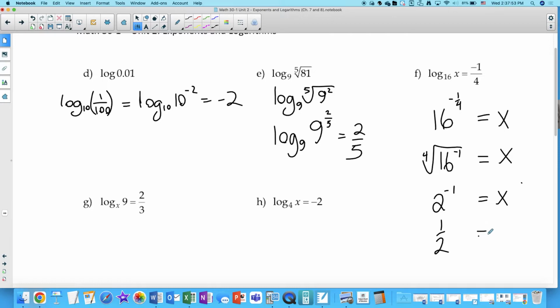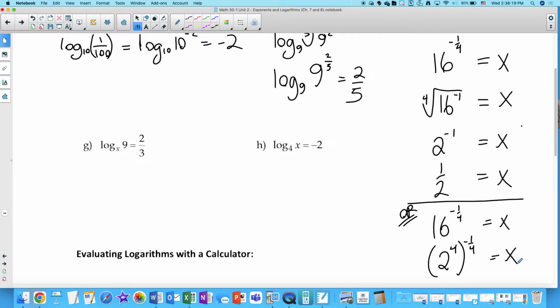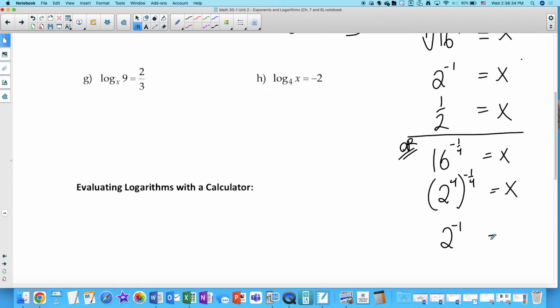Okay? But now that you know change of base, you could also, this doesn't work every time, but if you have 16 to the negative 1/4 equals x, change the base there. That's 2 to the 4. These get multiplied together, and the 4's cancel. So this exponent, 4 times negative 1/4 is negative 1. So that's still half. Doesn't change.